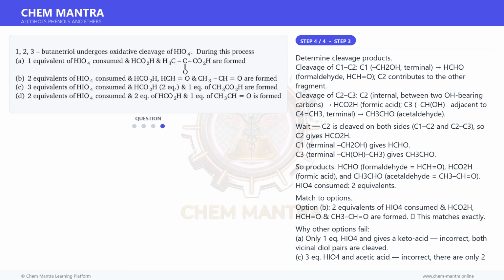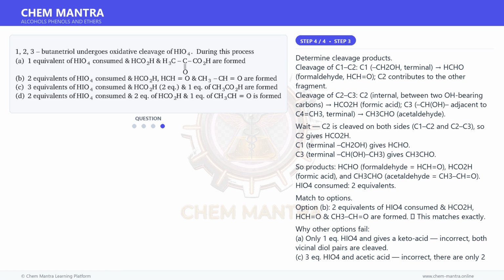Option B: two equivalents of HIO4 consumed, and HCO2H, H–CH=O and CH3–CH=O are formed. This matches exactly. Why other options fail? A. Only one HIO4 and gives a keto acid, incorrect. Both vicinal diol pairs are cleaved.